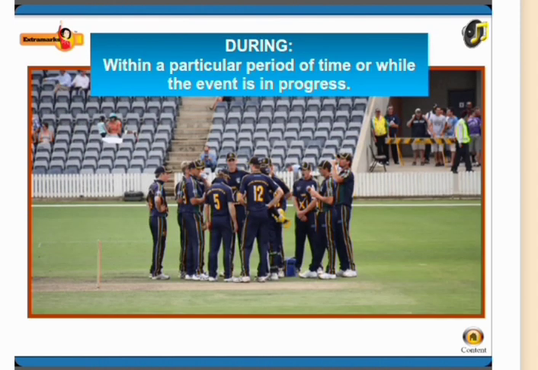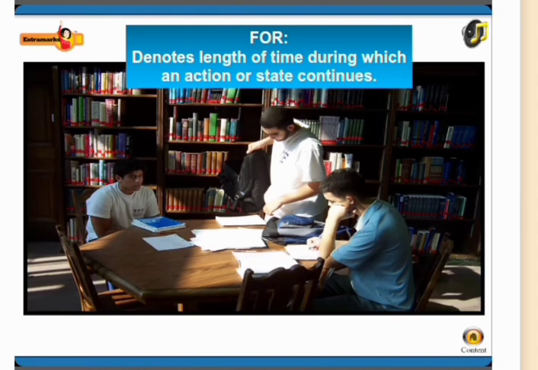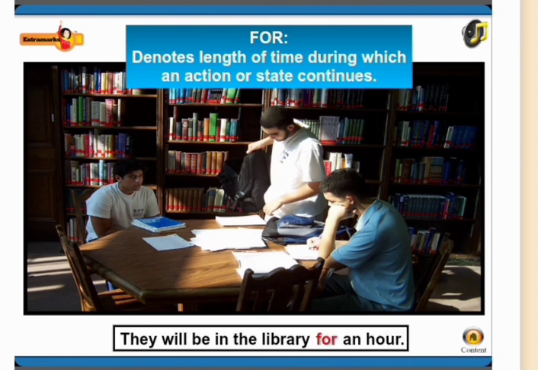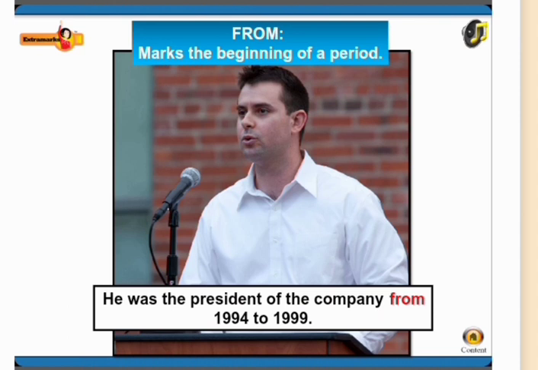During basically denotes an action within a particular period of time or while the event is in progress. For example, the players had a discussion during the drinks break. The preposition for denotes length of time during which an action or state continues. For example, they will be in the library for an hour. The preposition from marks the beginning of a period. For example, he was the president of the company from 1994 to 1999.